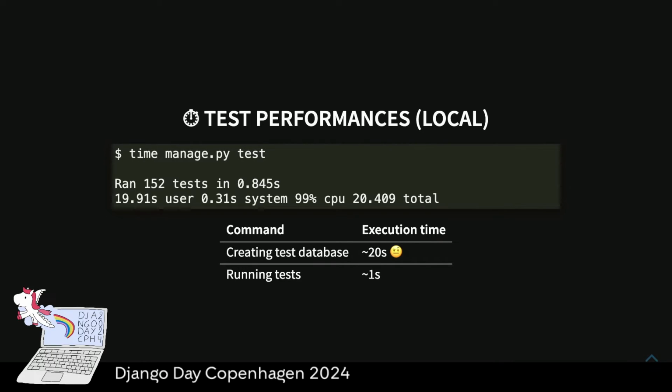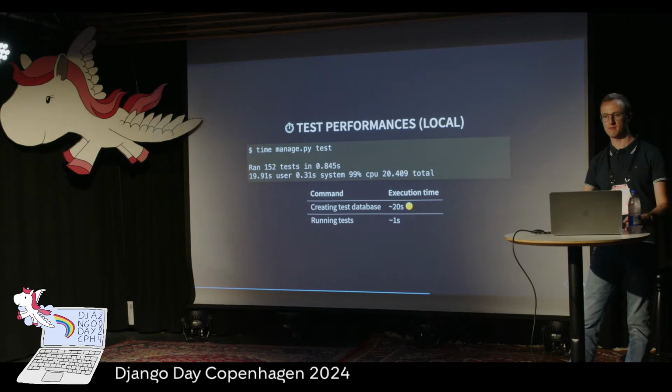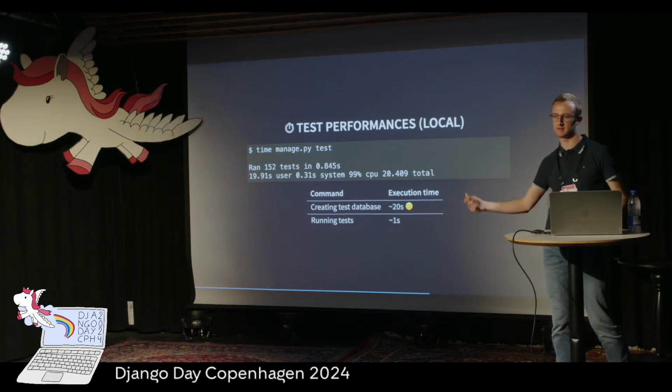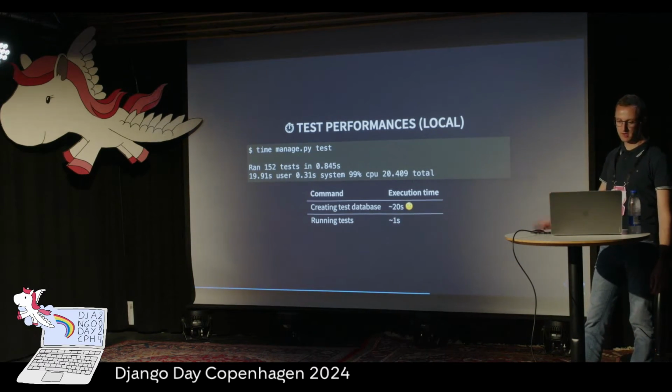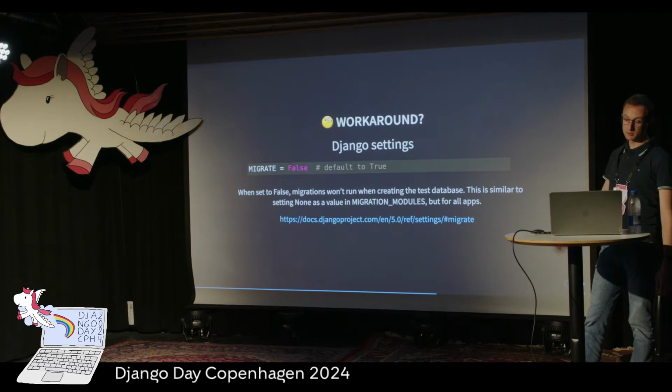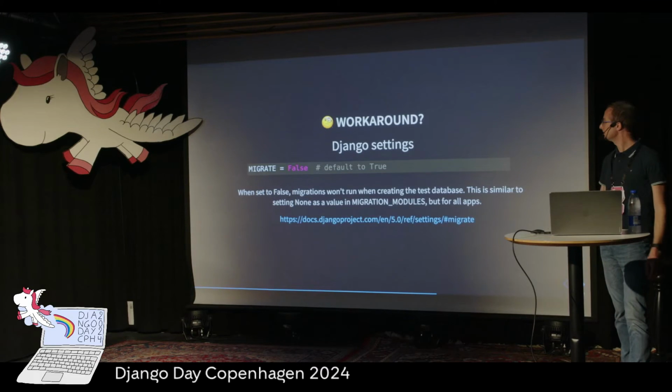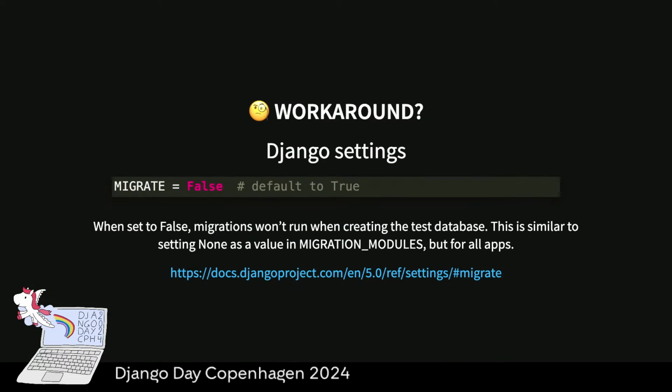Okay, a single execution in a single day, not a problem, but what if you have a lot of these tests running during your month? Then you can exceed your pro period and you need to buy the enterprise one. So how can you optimize them? A first workaround is to set migrate equal to false in your Django settings file. When set to false, migrations won't run when creating the test database, because it creates the database starting from your models. It should be perfect, right?